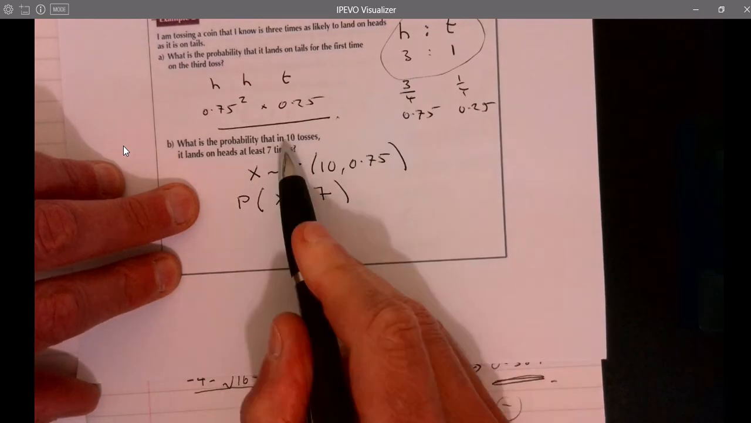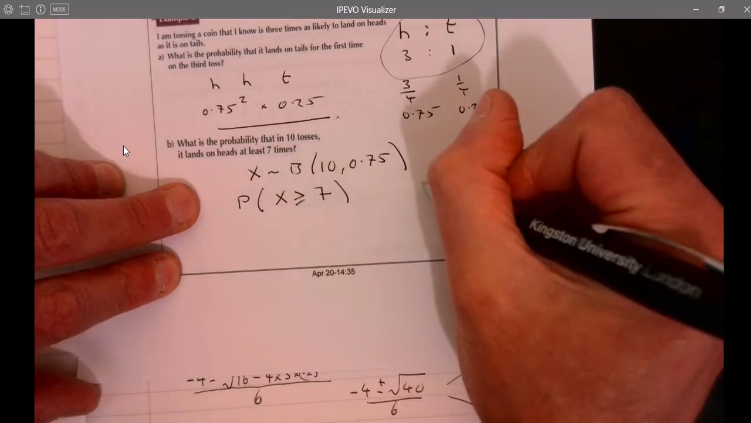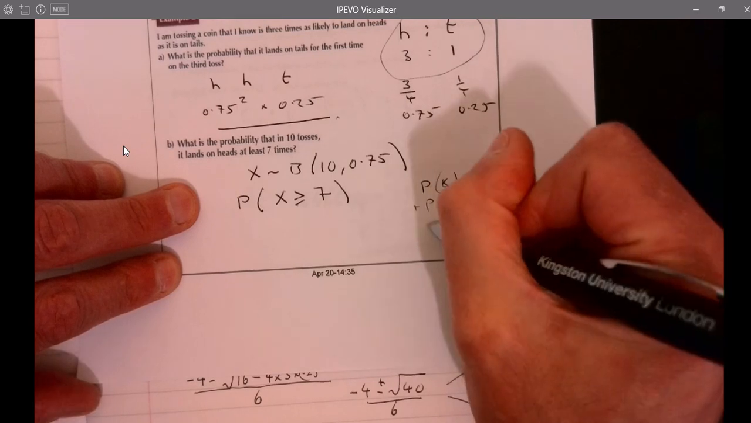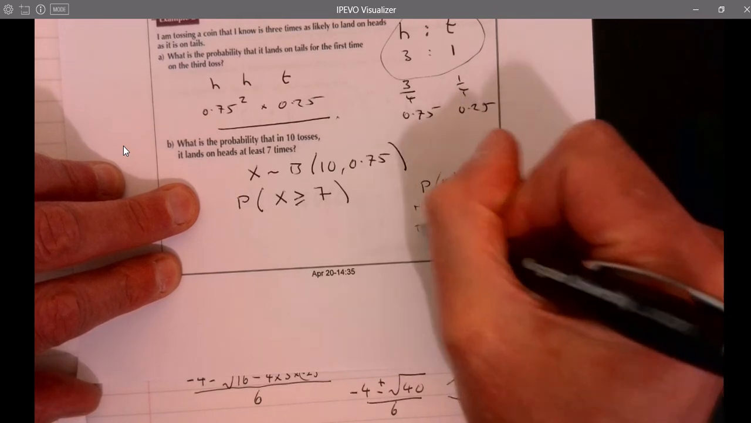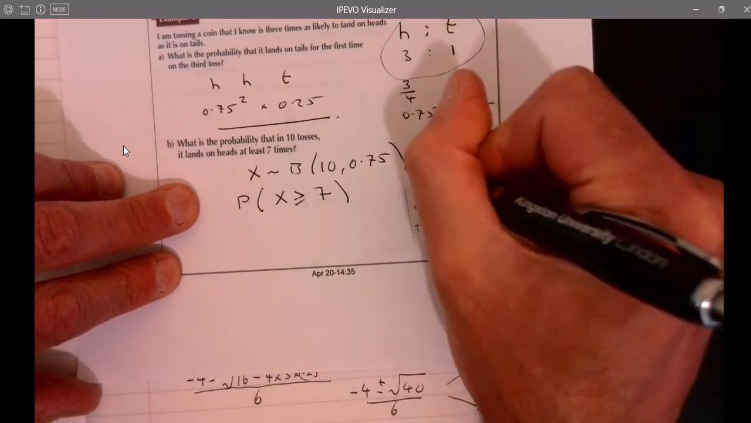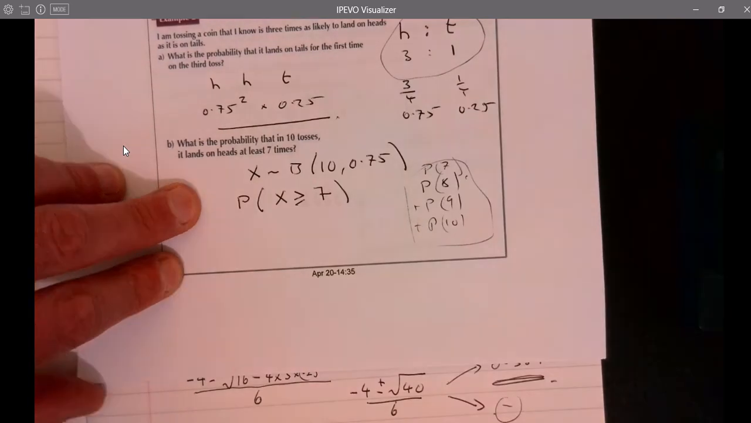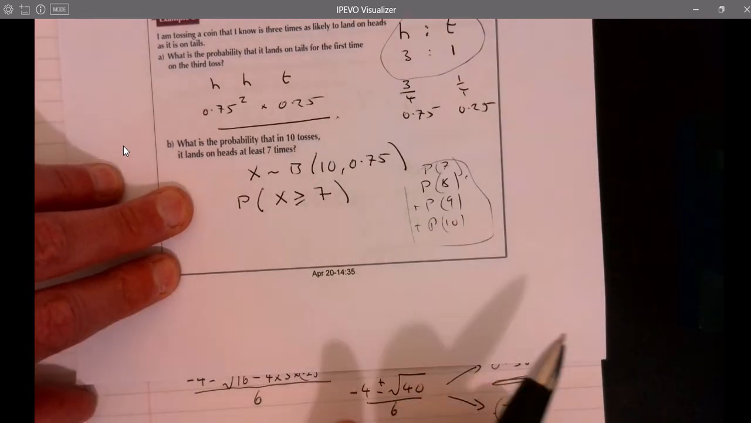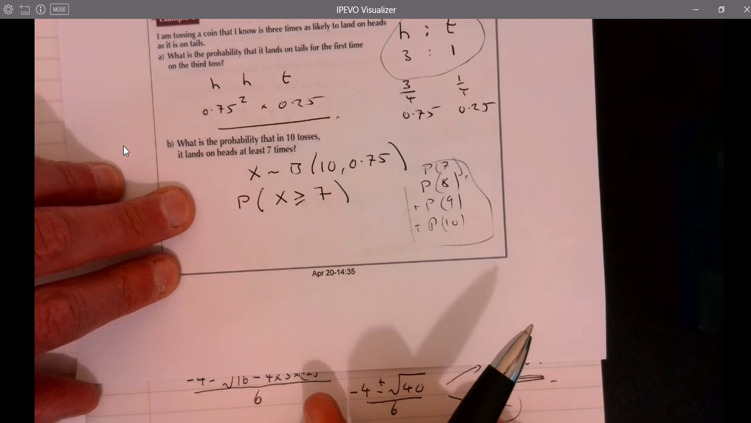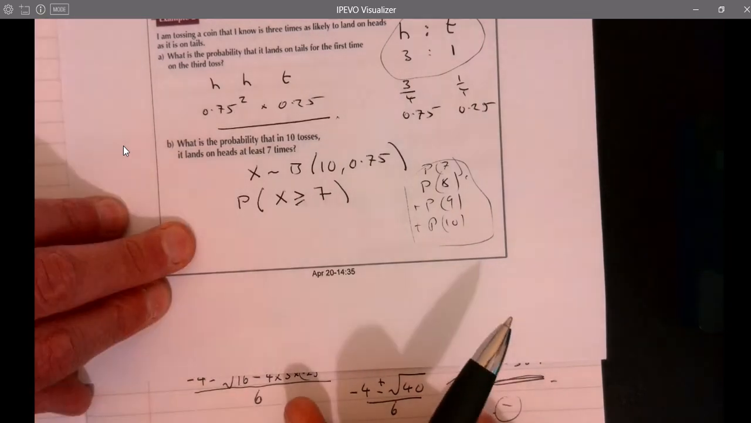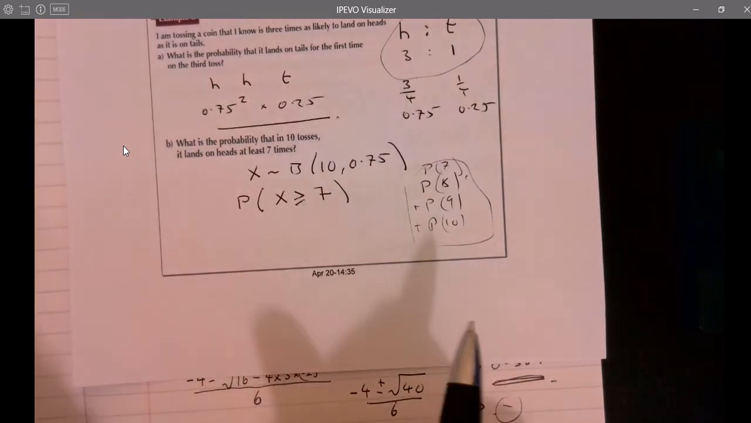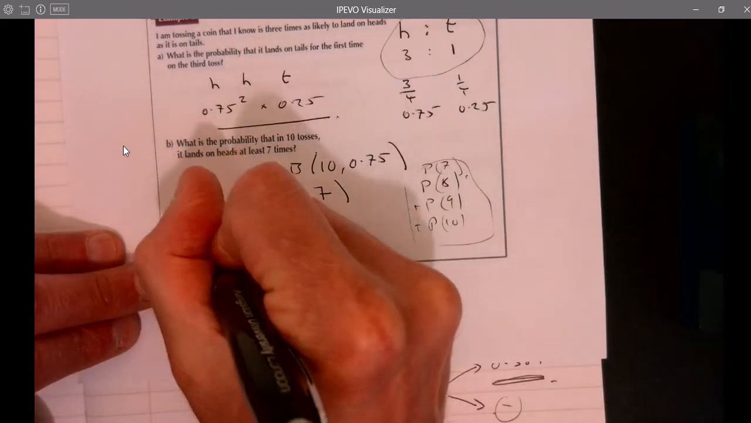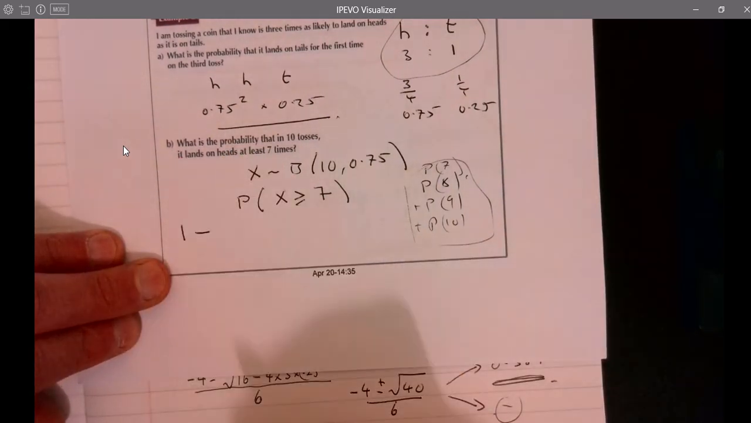So in other words, it's 7, 8, 9, 10. So I could work out the probability of 8 plus the probability of 9 plus the probability of 10. Okay, oops, and the probability of 7. Okay, so I could go and do that. Right, I want to do it a little bit quicker than that. So the easiest way forward on this is to reverse the question, and do 1 minus the others.